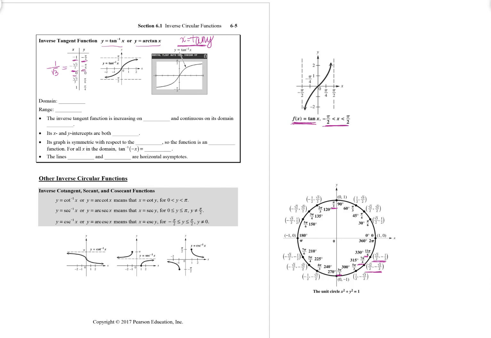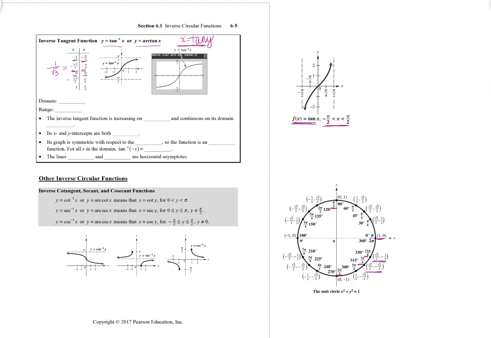If x is equal to 0, that means the ratio of y to x is 0. So y over x is 0, 0 over 1 is 0, that's it. And so then the angle is 0 radians. And that's what we have here.